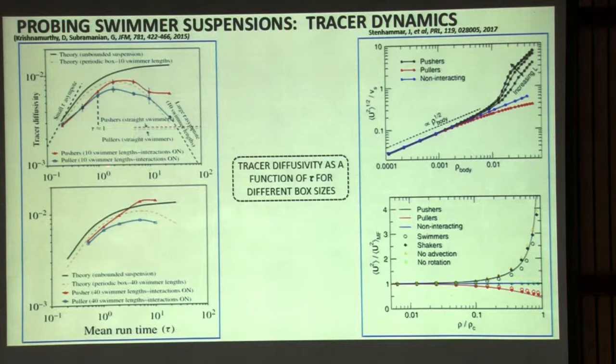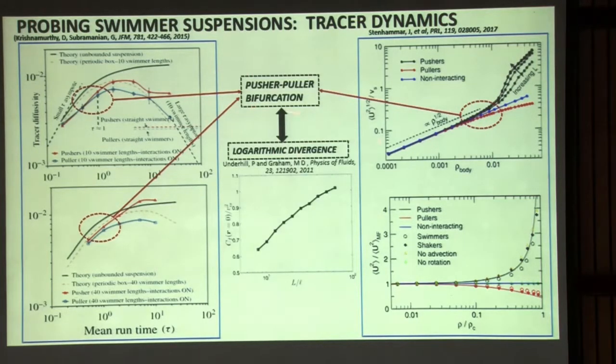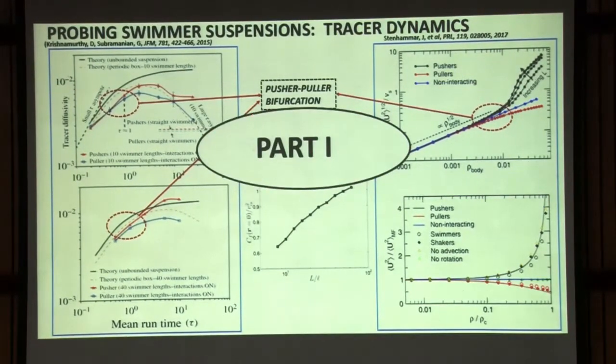And you can see that they're almost the same in the dilute non-persistent limit, and then they start to bifurcate, which is a consequence of interactions. And the same thing happens here. So here the black curve is the pusher curve, the red curve is the puller curve, and the same bifurcation happens. That's something I am again going to explain in the first part of my talk. And this bifurcation comes along with the logarithmic divergence. So this, as I just said, is going to be explained in part 1.